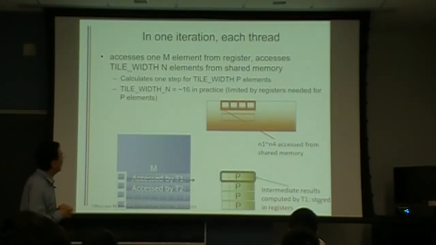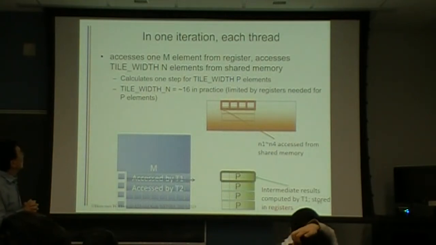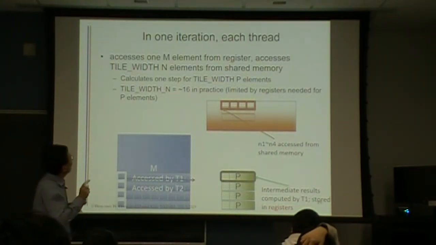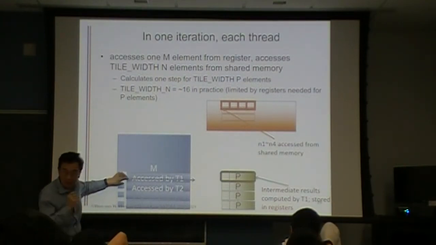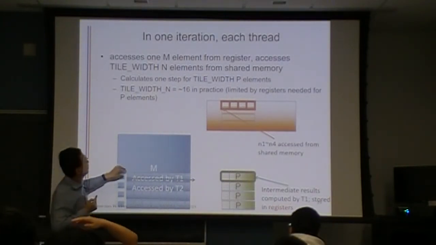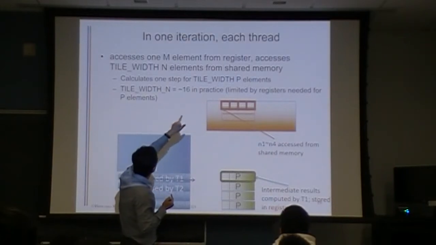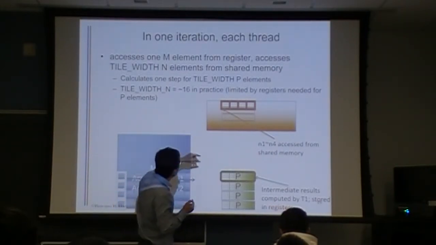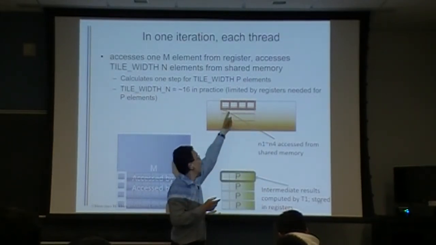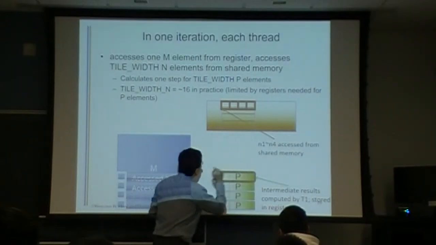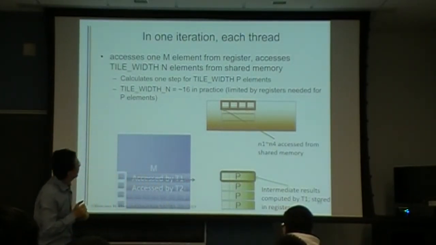So in one iteration, each thread will access one M element. Each thread will take the element in its register, and then access a tile with N elements. So you will go to the shared memory and access all these elements. Every thread will access all these elements, and then generate one step for the P element, right?